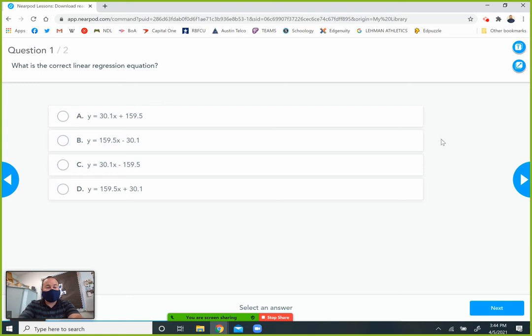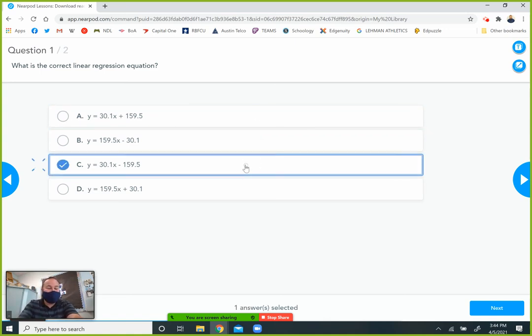So which is the correct linear regression equation? Which one was the right one? Let's choose it together. I said C. The correct answer is C, 30.1x, and it's minus 159.5 because B was negative. If B was positive, then it would be plus. Remember to make sure the M is before the X and then the B is the Y-intercept. So if you got that one right, good job.